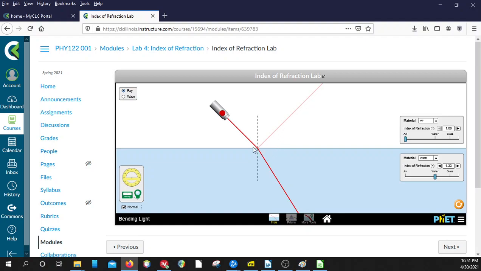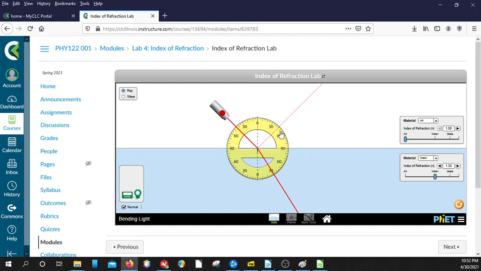And we can see there's a reflected ray and a refracted ray. We can select the material for the top and bottom, but for now, we're going to leave them as air and water. What we want to do is measure the index of refraction of water, which is 1.33, but we want to measure that experimentally. So first, we have this protractor tool, which we're going to drag over and place where it belongs, so the laser hits right at the center.